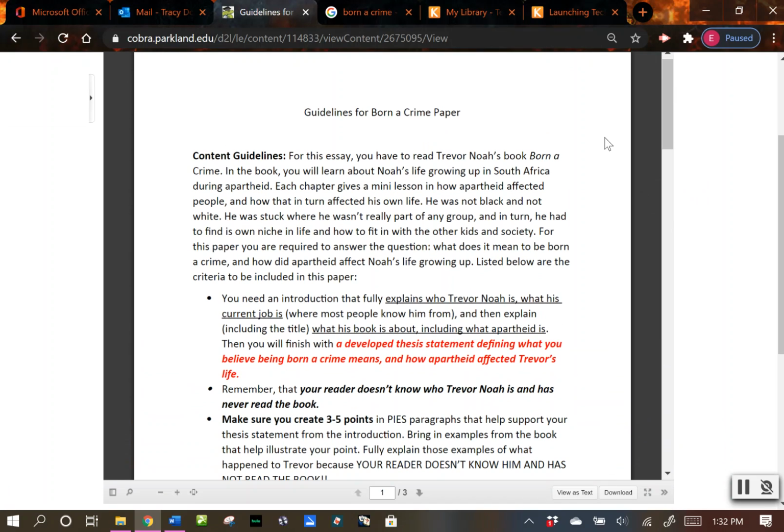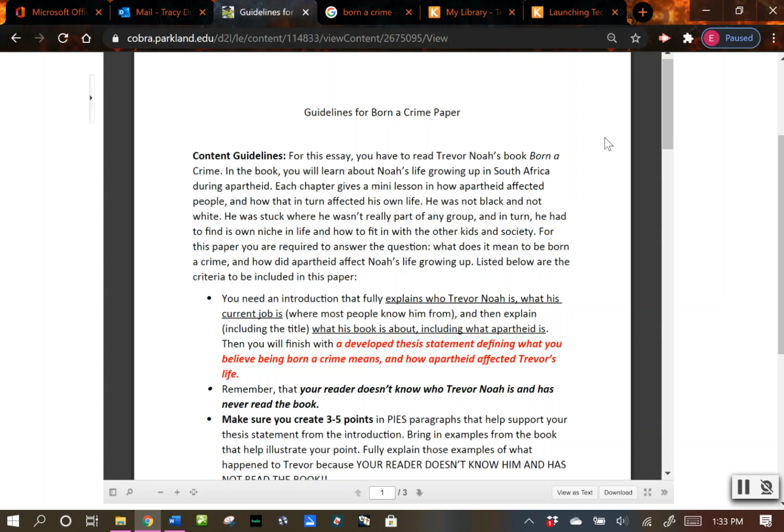So you've got to read the book Born a Crime, and you'll learn about Noah's life growing up in South Africa during apartheid. Each chapter gives a little mini lesson in the beginning of how apartheid affected people and how that in turn affected his own life. He wasn't considered black nor white. He was stuck somewhere where he wasn't really part of any group, and in turn he had to find his own niche in life and how to fit in with the other kids in society.